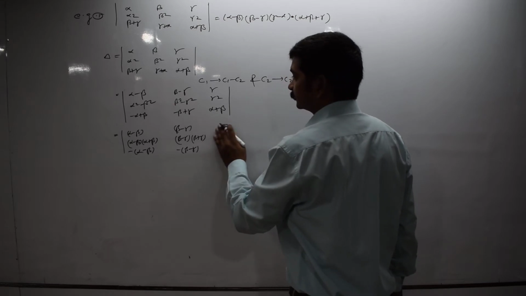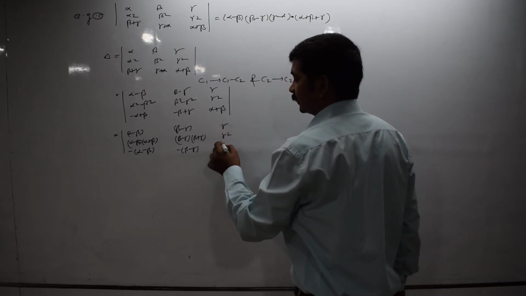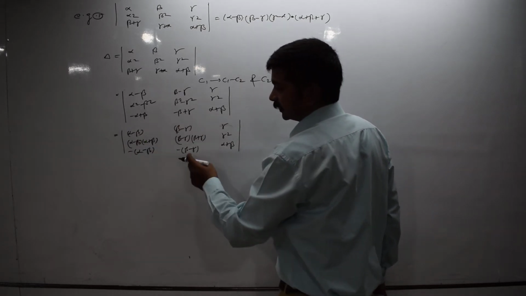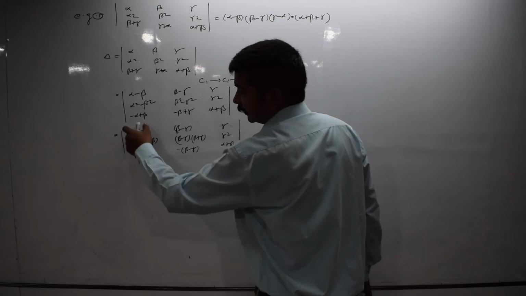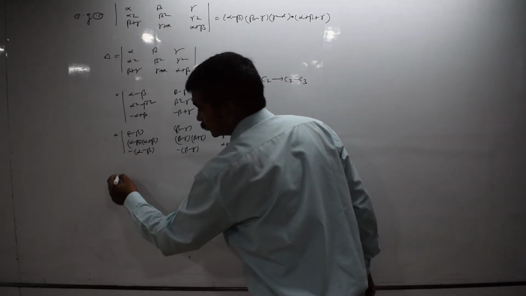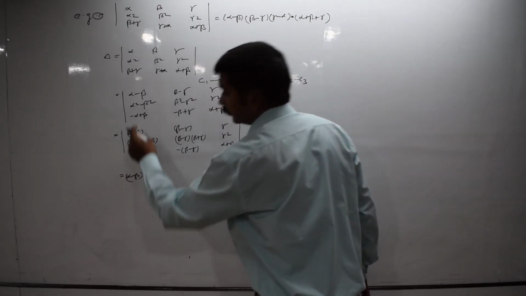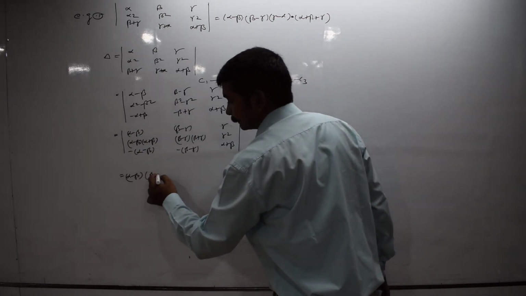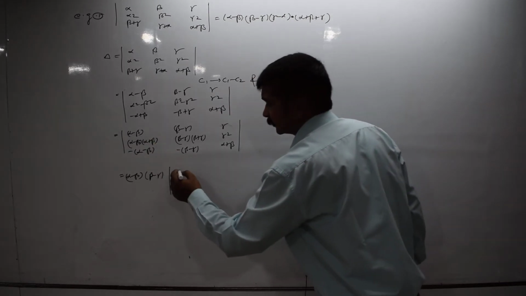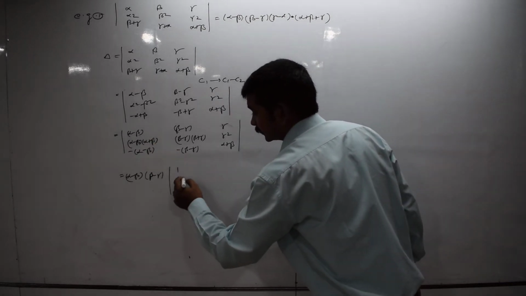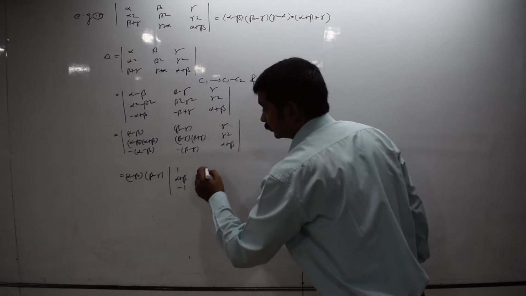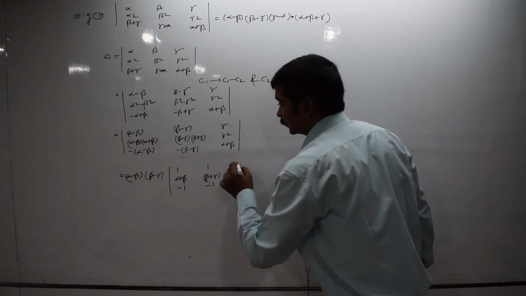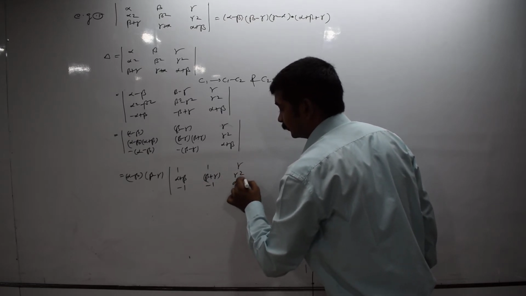Here gamma square, alpha plus beta. Now we take alpha minus beta and beta minus gamma. Here all terms contain alpha minus beta, so we take alpha minus beta common from C1 and beta minus gamma from C2. So the next part will be: 1, alpha plus beta, minus 1, beta plus gamma, minus 1, gamma square, alpha plus beta.